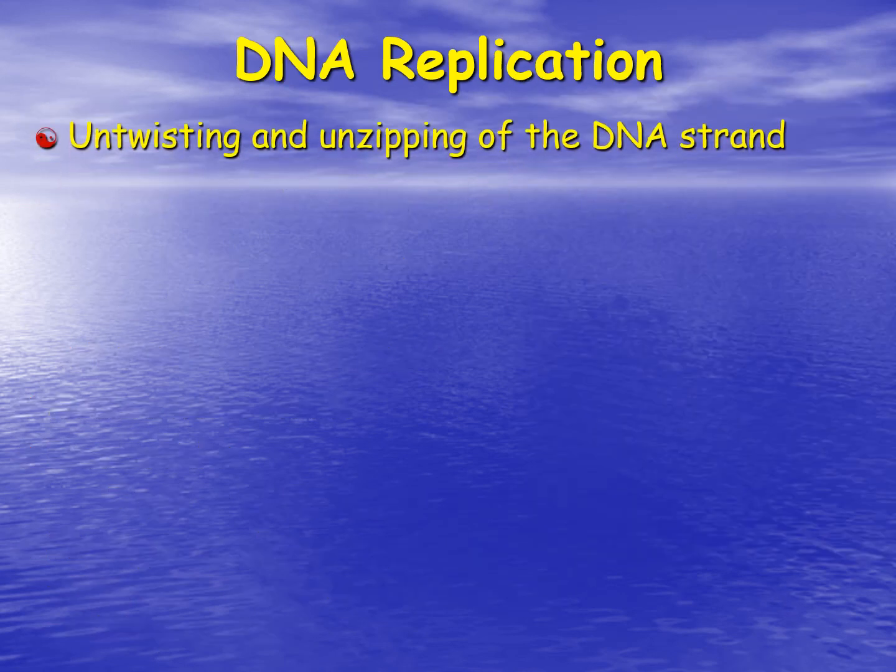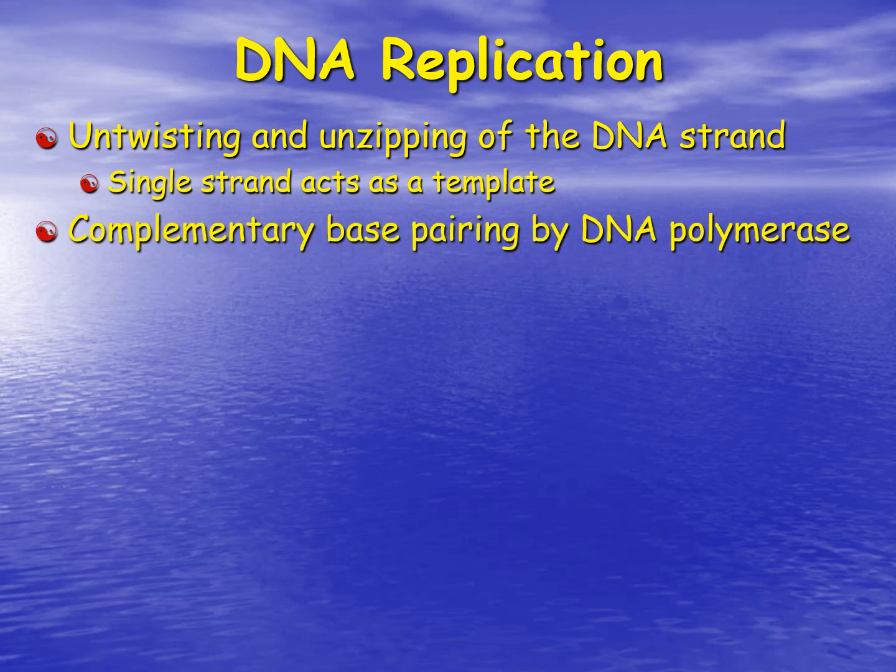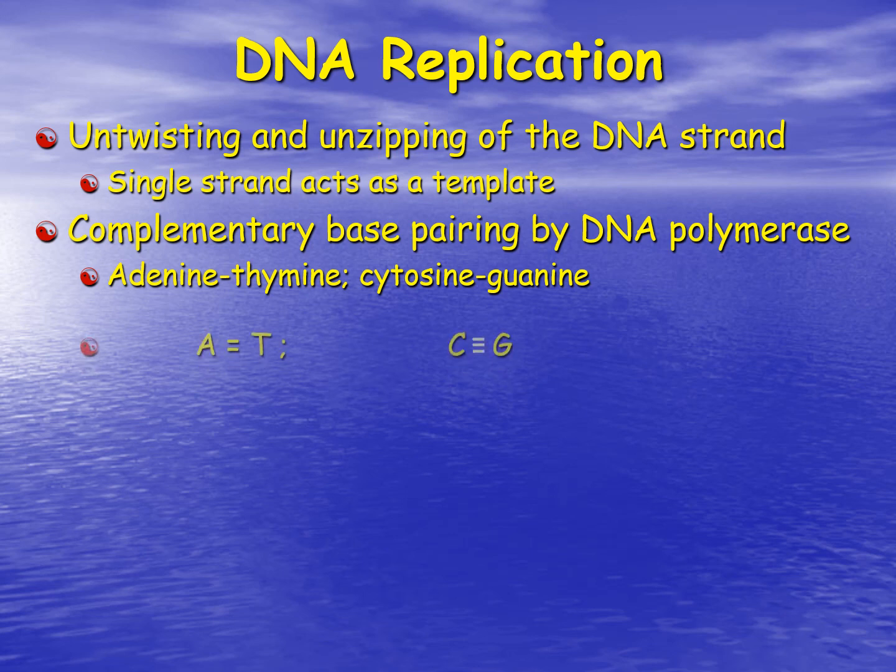Now, during replication of DNA for cellular reproduction, first of all, we have to untwist and unzip the double DNA strand. Each strand then will act as a template to create an exact copy. Complementary base pairing will be accomplished by an enzyme called DNA polymerase. And there are actually several of these, and we're not going to go into specifics on which type, but just know DNA polymerases make DNA. Adenine pairs with thymine, cytosine pairs with guanine across the double helix.